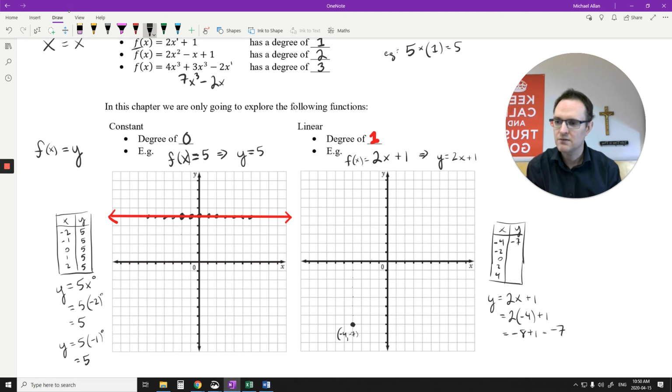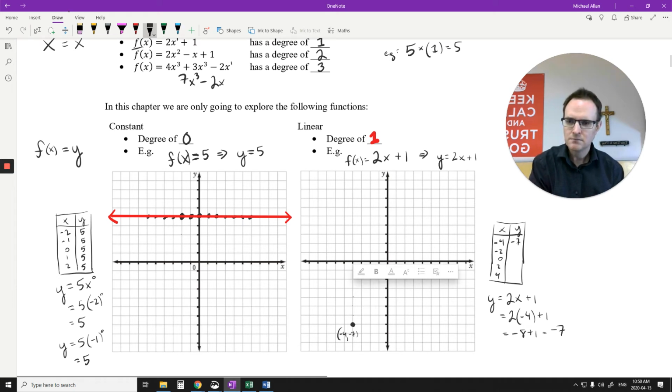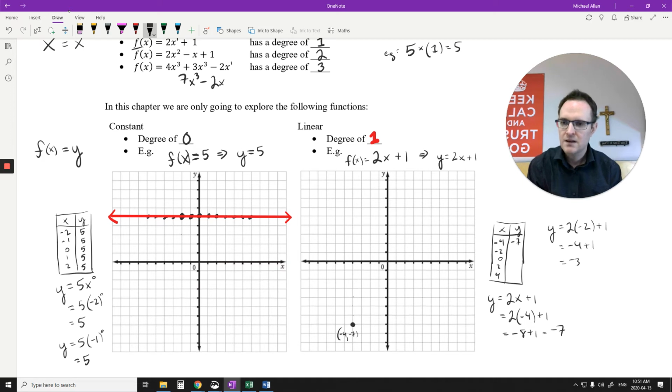So you count over negative 4. 1, 2, 3, 4, and then you count down 7. All the way down. Okay? And put negative 2 in. I'm just going to write here on the side. 2 times negative 2 plus the 1. Negative 2 times 2 is negative 4 plus 1 is negative 3. So I got negative 2, negative 3 right there.